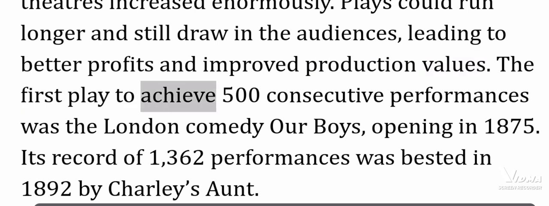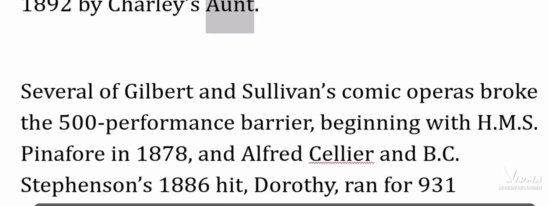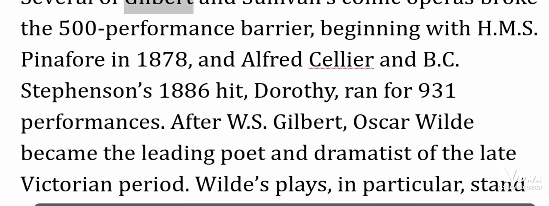The first play to achieve 500 consecutive performances was the London comedy Our Boys, opening in 1875. Its record of 1,362 performances was bested in 1892 by Charley's Aunt. Several of Gilbert and Sullivan's comic operas broke the 500 performance barrier, beginning with HMS Pinafore in 1878, and Alfred Cellier and B.C. Stephenson's 1886 hit, Dorothy, ran for 931 performances.